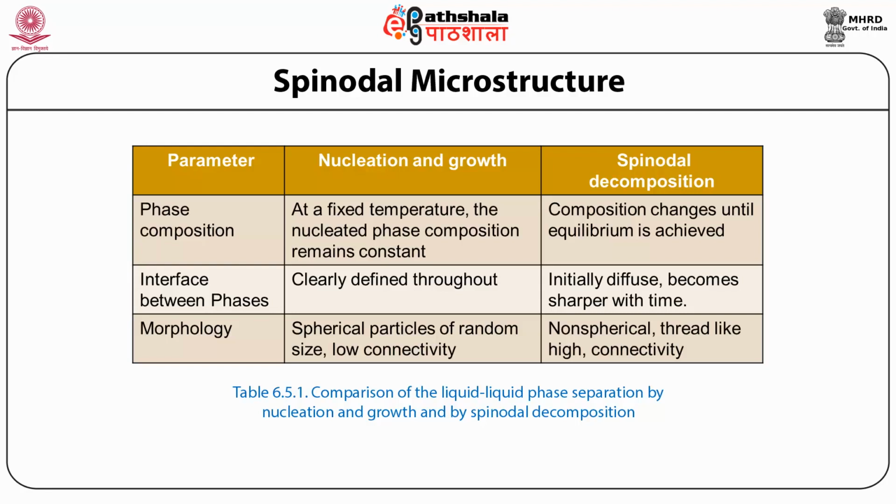The third is morphology. In case of nucleation and growth, the morphology consists of spherical particles of random size with low connectivity. Whereas in case of spinodal decomposition, a non-spherical morphology is observed, which is thread-like and has high connectivity.